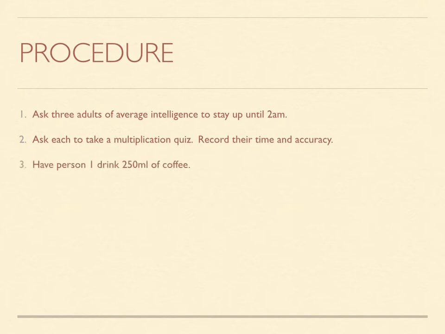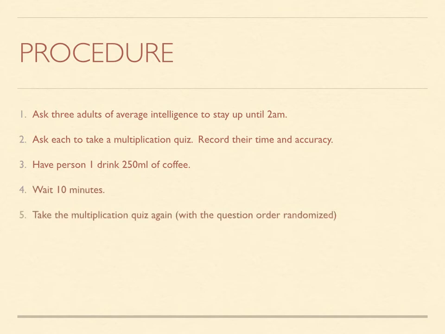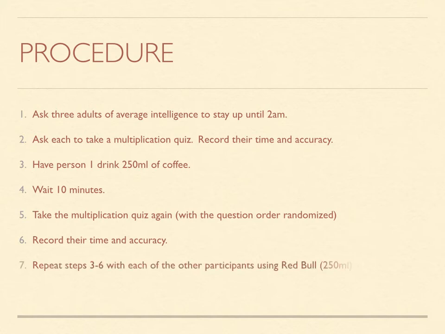Then, person 1 will drink 250 milliliters of coffee. They're going to wait 10 minutes for it to have an effect. And then they're going to take the multiplication quiz again, with the question order randomized so I know that they haven't memorized the answers. Step 6 is to record their time and accuracy.